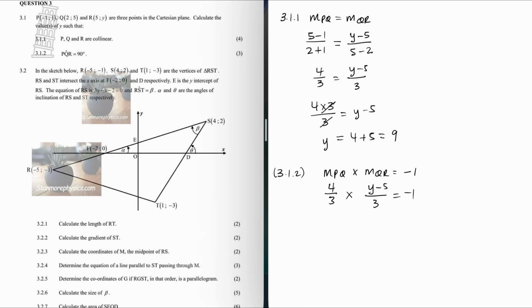Now we do need to simplify here. So in order to simplify, we'll say 4 into y minus 5 over 9 is equal to negative 1. So 4 into y minus 5 is equal to negative 9. That means y minus 5 is equal to negative 9 over 4. That means y is equal to negative 9 over 4 plus 5, that's 11 over 4.